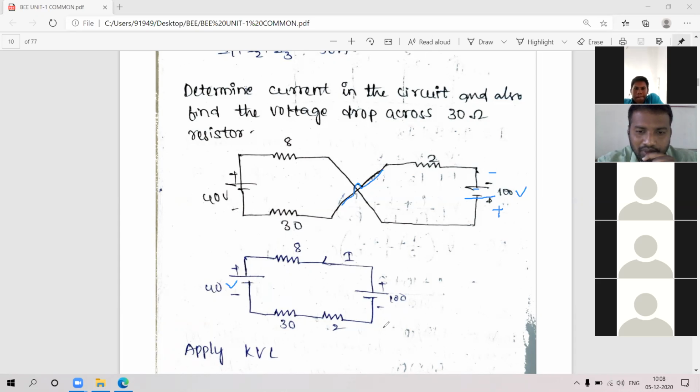That's why the direction of current I have considered as from 100 to plus 2. Always current flows from positive to negative. Positive means highest potential, negative means lowest potential. What is the highest potential? 100. What is the lowest potential? 40. So from 100 to 40 it is going.